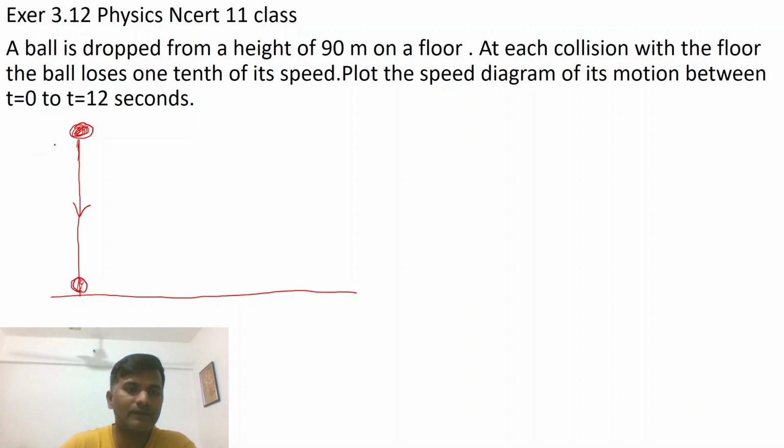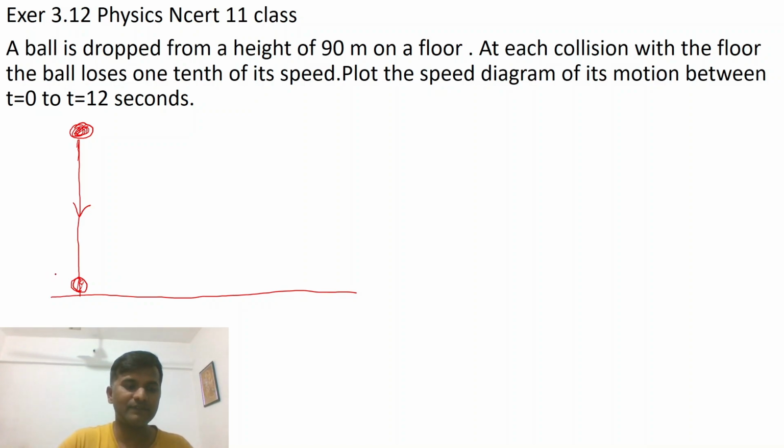Let us say now it bounces back. When you drop the ball onto the floor, it absorbs some energy and the speed reduces. The reason for the reduction in speed is not important here, but the statement itself says that at each collision with the floor the ball loses 1/10 of its speed.